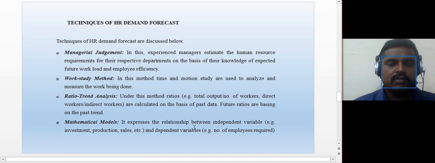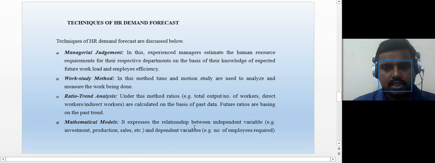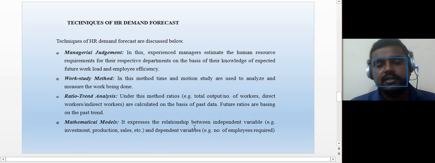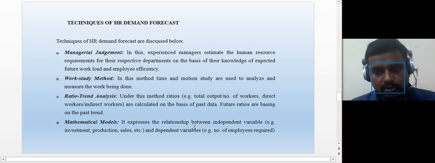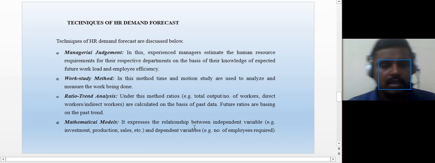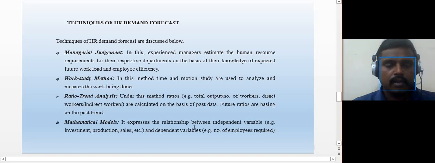The second is the work study method: how to study the work and the time, and measure whether the work is being done or not. The third is ratio trend analysis. Under this method, ratios such as total output divided by the number of workers, and direct workers divided by indirect workers, are calculated on the basis of past data, and future ratios are based on past trends. This is also highly questionable in many ways. That is ratio trend analysis, which we discussed.